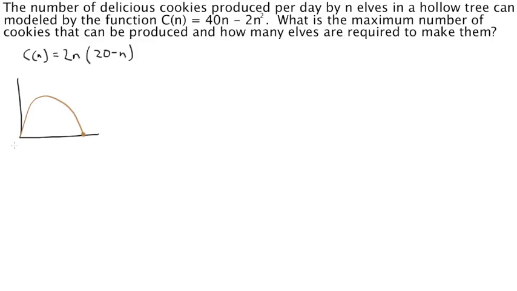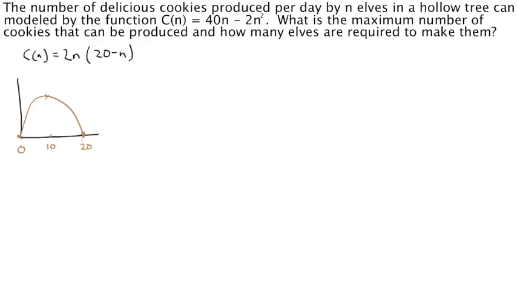We know that our graph is going to have a 0 at 0 because the whole function will be 0 when this part is 0 or this part is 0. So we have a 0 at 0 and a 0 at 20. Now, a nice fact to remember, the vertex is always going to be right in the middle of our two x-intercepts. So we know that the x value of our vertex is going to be 10. So if we were only asked how many elves do we need, we're done. We need 10 elves.